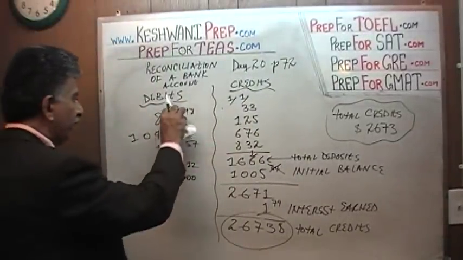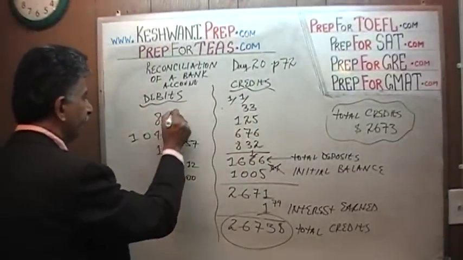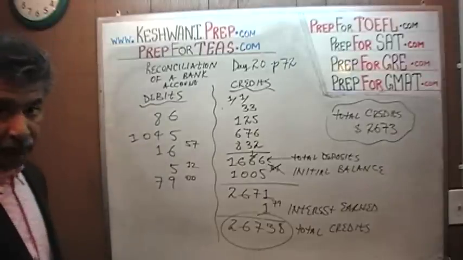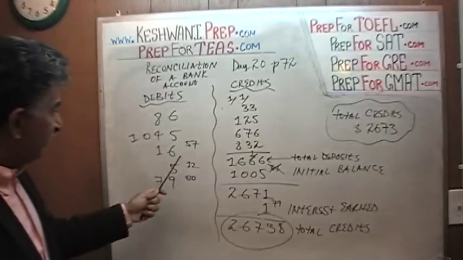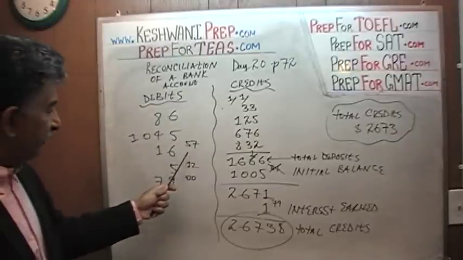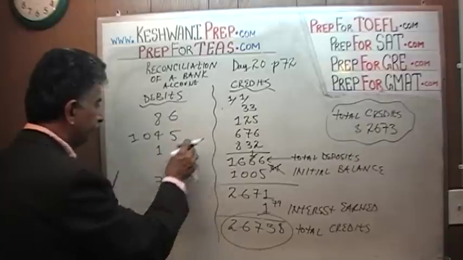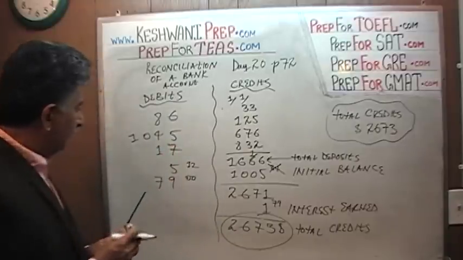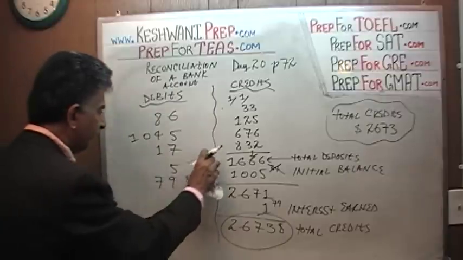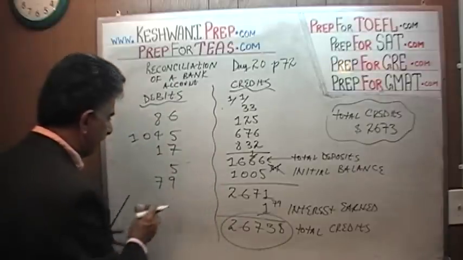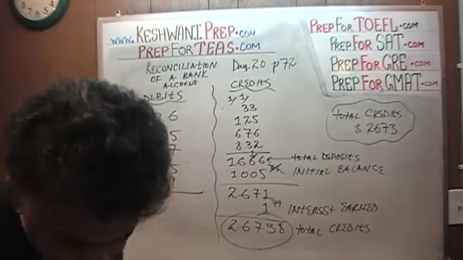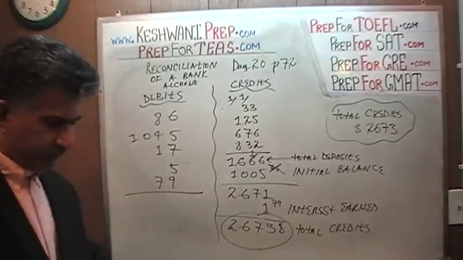85.98, I'm going to round it up to 86. 1045 is going to remain. 1045 probably is $16.57. Since it's more than 50, we're going to round it up to 17. $5.12 is just $5, and $79 is just $79. That's it, we're done. Let's add them up, see what we get.